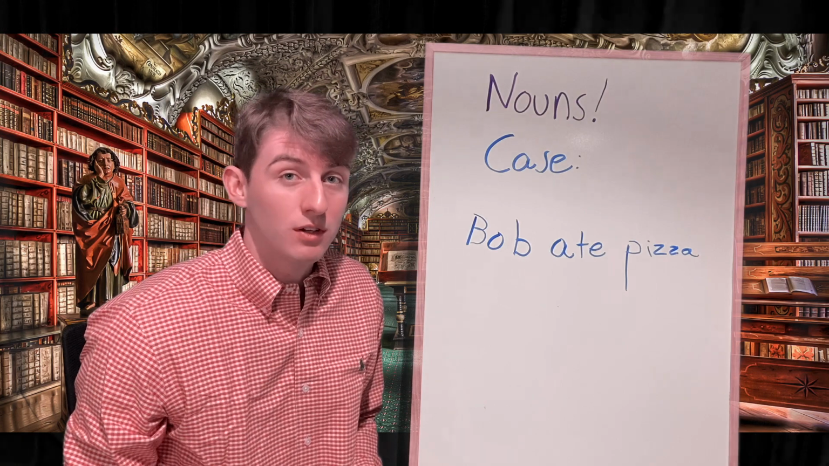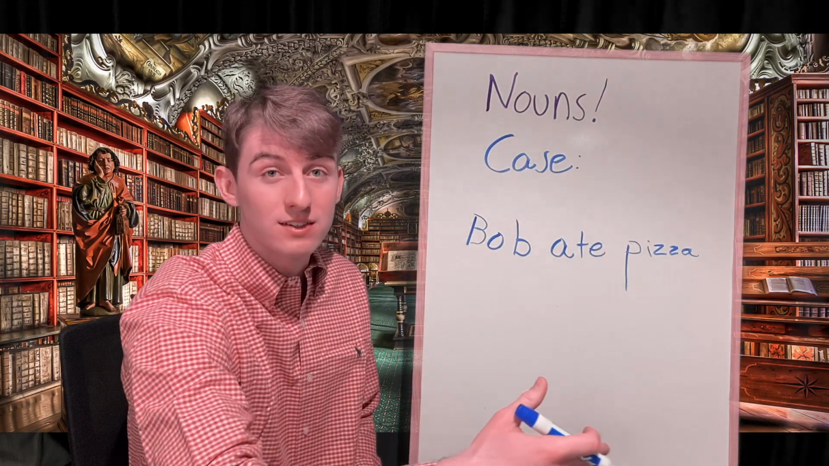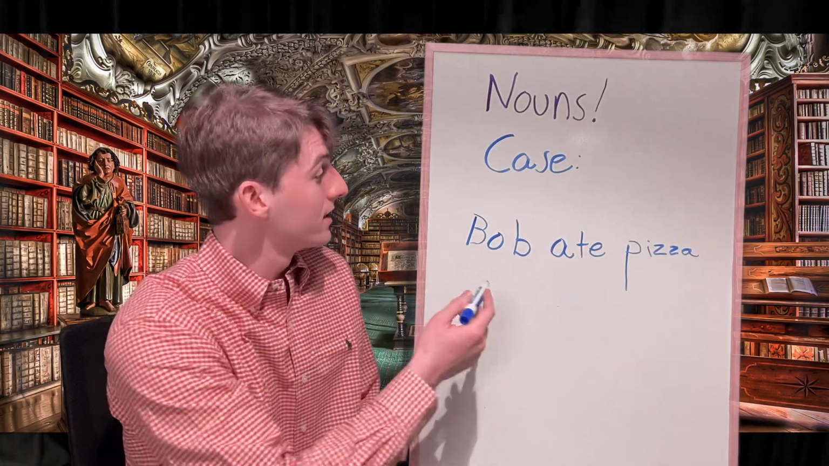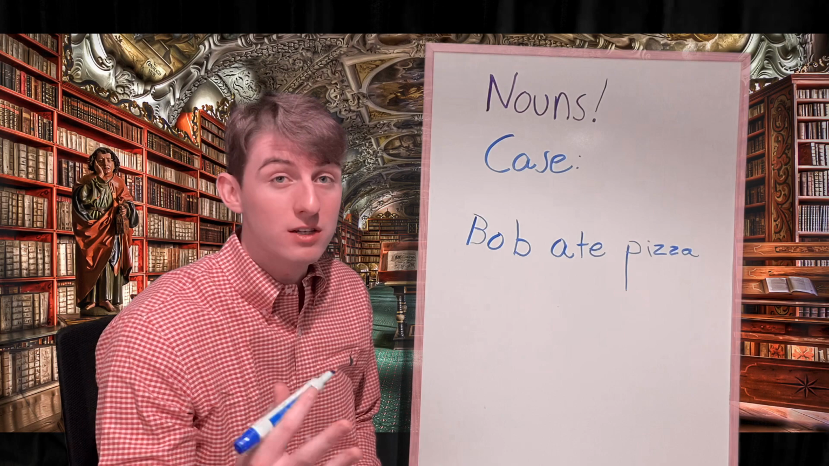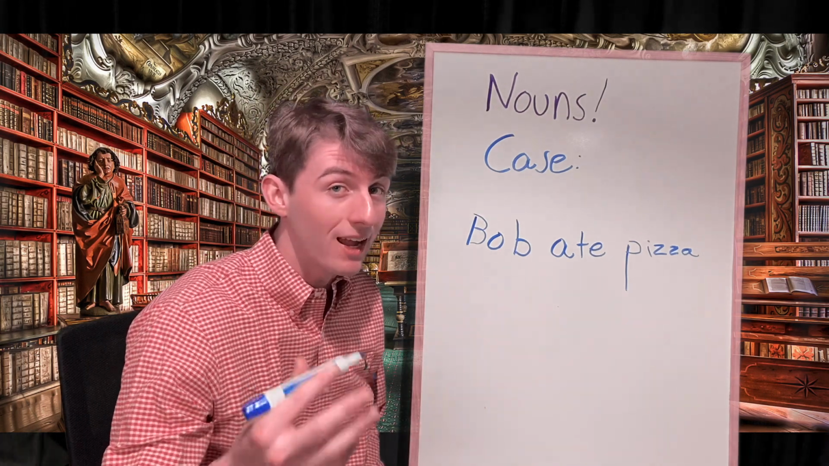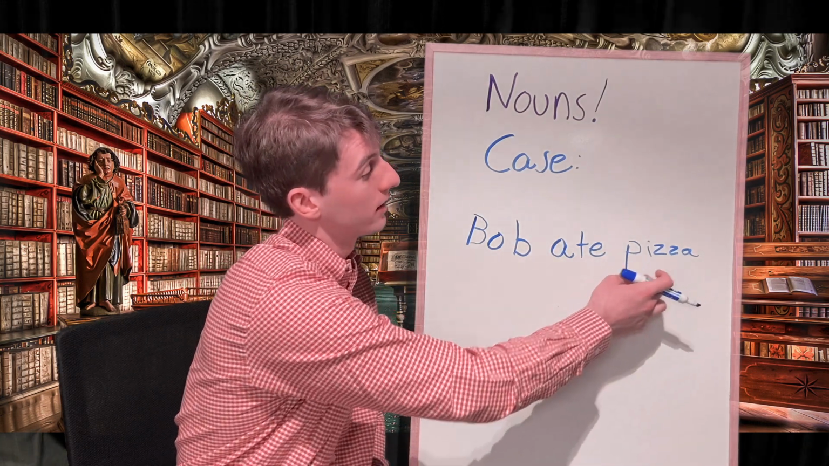So in English, we know the meaning of a sentence and the meaning of each noun within this sentence based off the order in which the words are put in. So for example, I'll use this sentence, Bob ate pizza. Because Bob comes first, we know that Bob is the subject who's performing the action, which is eating, on pizza, which is the direct object.